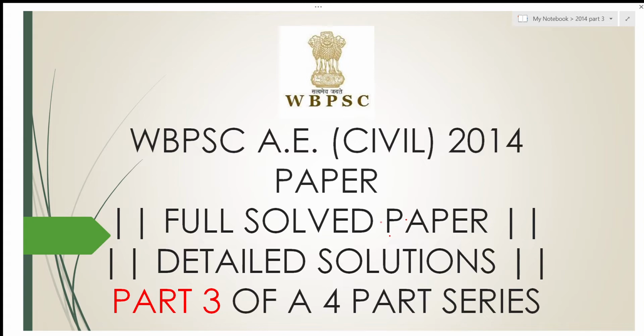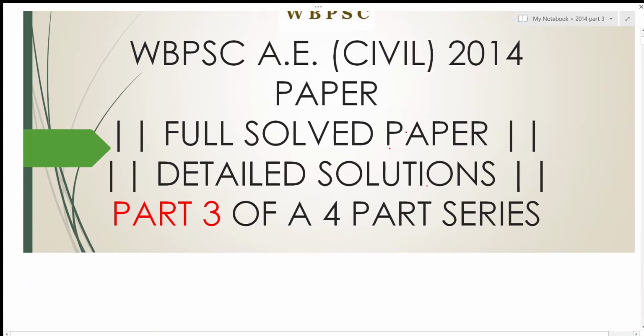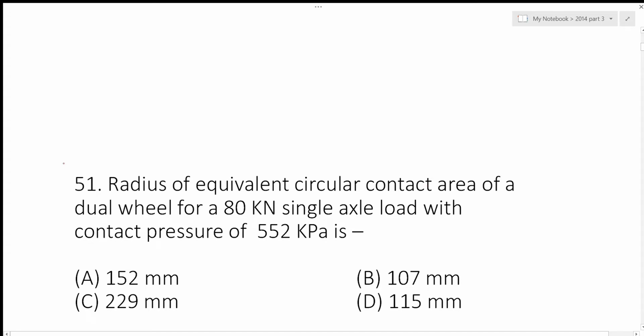So without wasting any more time, let's start with the questions. First question of today is: radius of equivalent circular contact area of a dual wheel for an 80 kN single axle load with contact pressure of 552 kPa is.